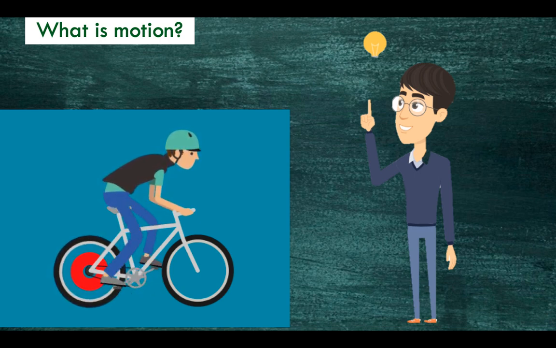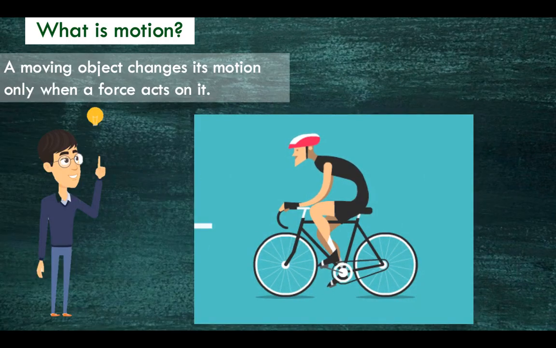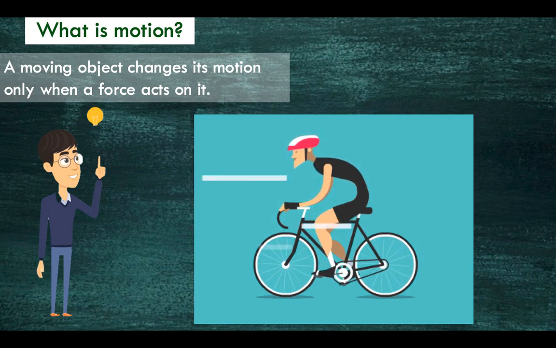Pedaling and turning change the bike's motion. This example shows that force causes a change in motion in an object. But we have to remember the amount of force acting on an object affects how the object changes speed, direction, or both.